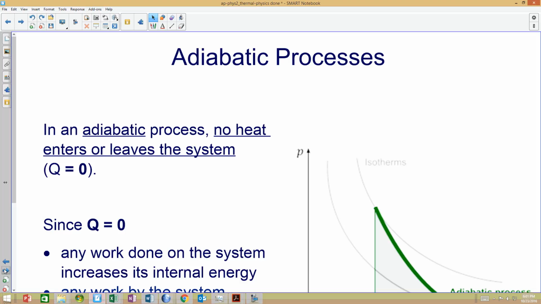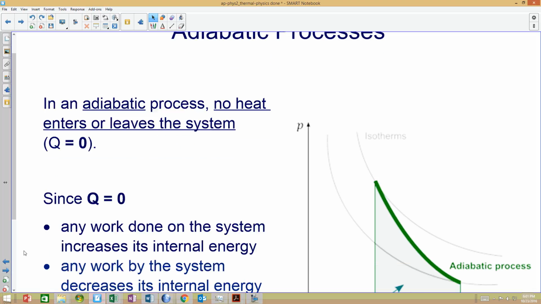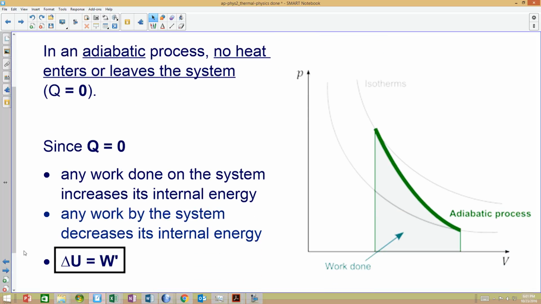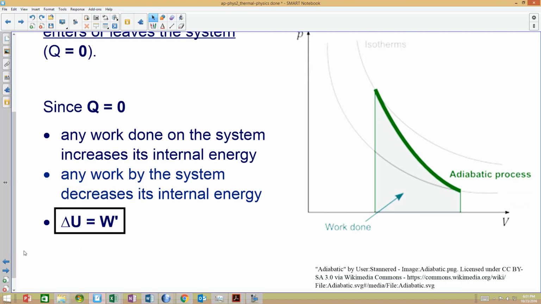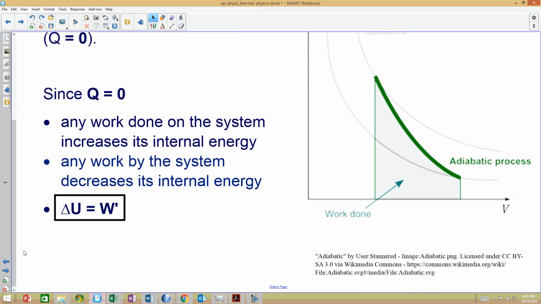In an adiabatic process, no heat enters or leaves the system. So in other words, Q equals 0. Since Q equals 0, any work done on the system increases its internal energy. Any work done by the system decreases its internal energy. In other words, delta U is equal to W prime.